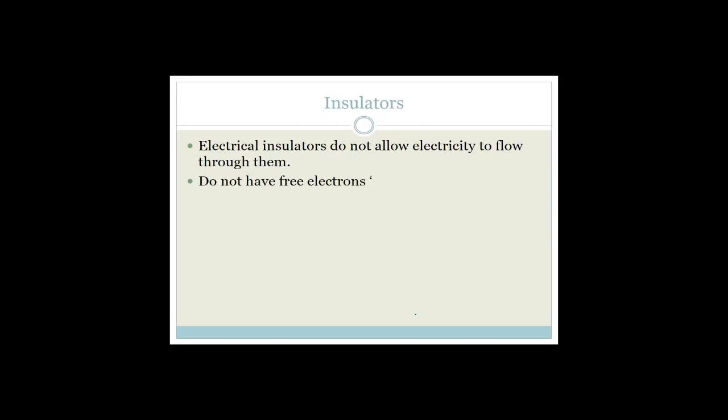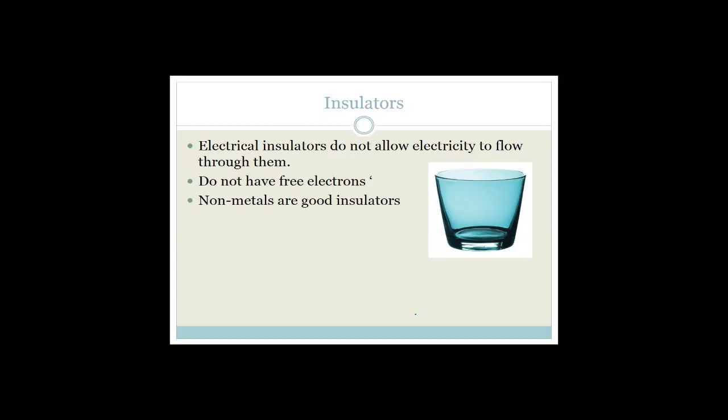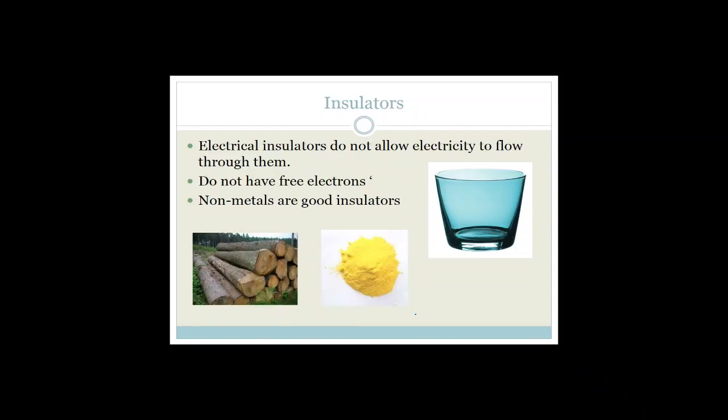Insulators. Well, if conductors conduct electricity, then insulators do the opposite. Electrical insulators do not allow electricity to flow through them. They do not have free electrons. So non-metals make very good insulators. For example, glass, sulfur powder, and obviously wood.